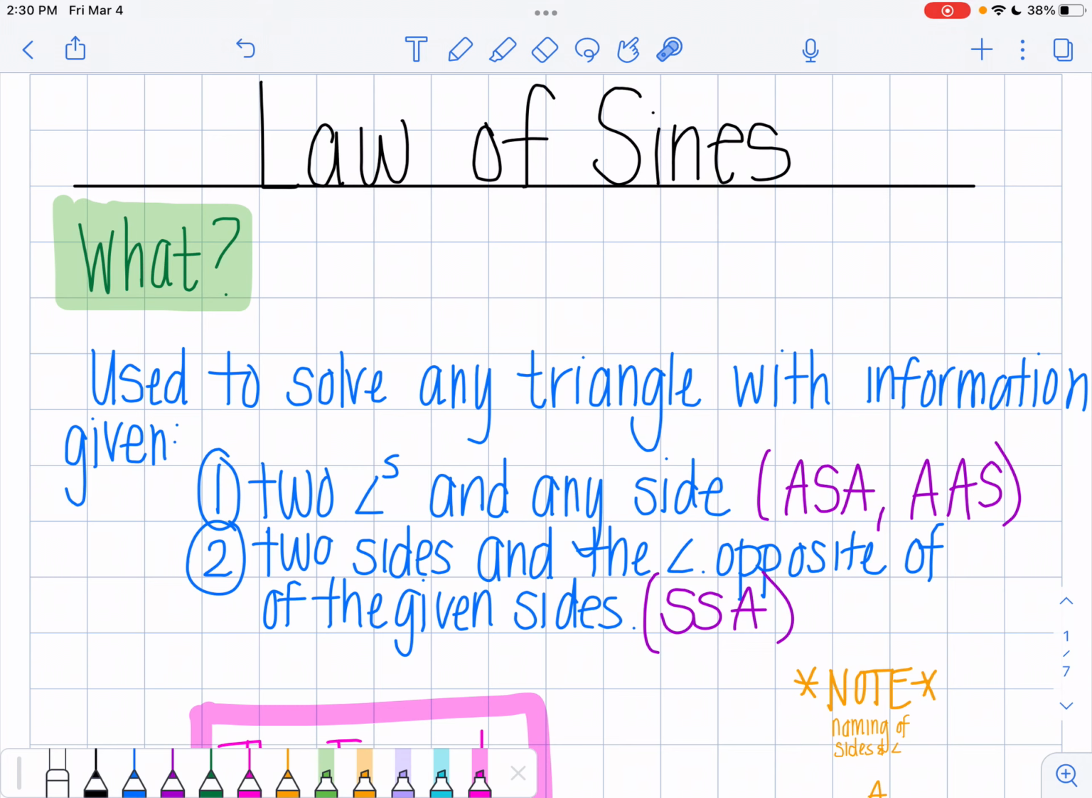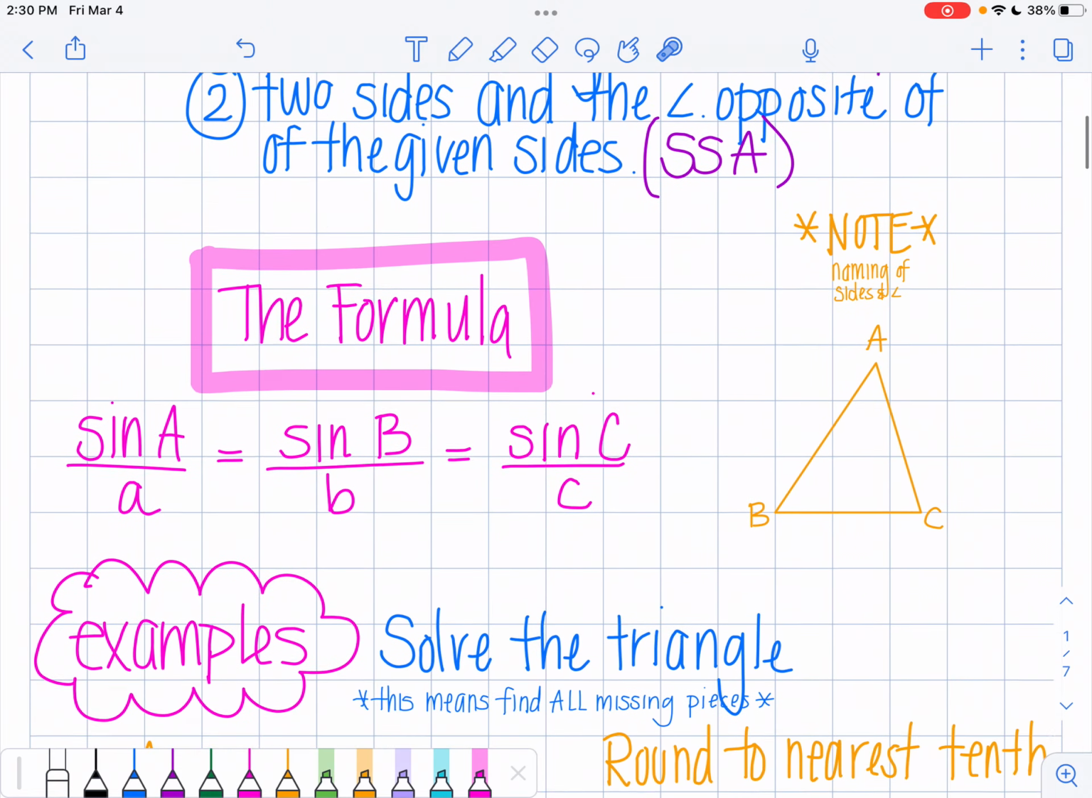And we're going to talk about this in another video called the ambiguous case. But that one will be a separate video from this because it's a tinge more complicated. So don't worry about that quite yet. Okay, so we're going to talk about basic law of sines in this video.